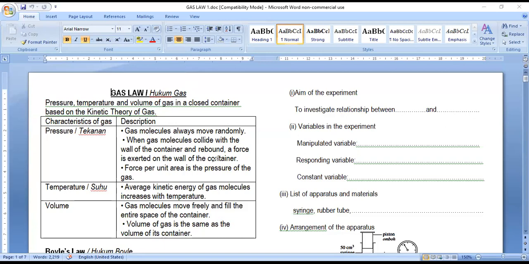A force is exerted on the wall of the container, and then the force per unit area is the pressure of the gas. Force exerted per unit area will be the pressure of gas.